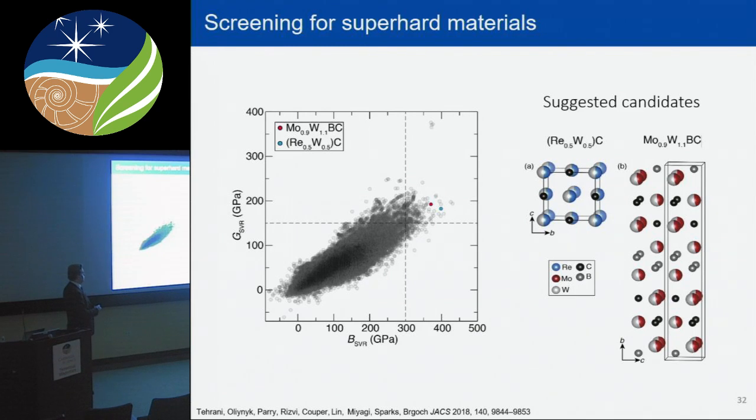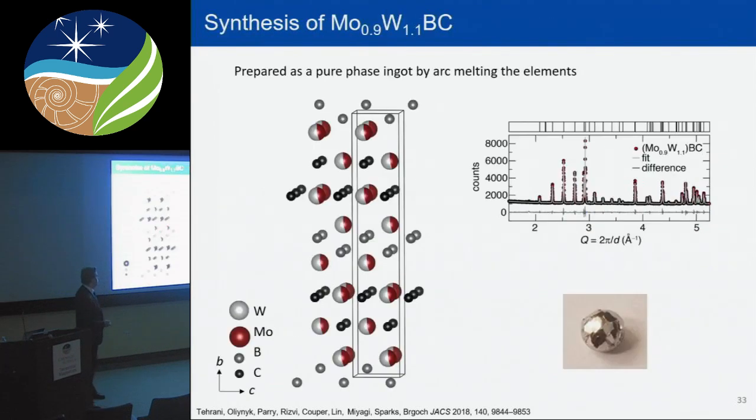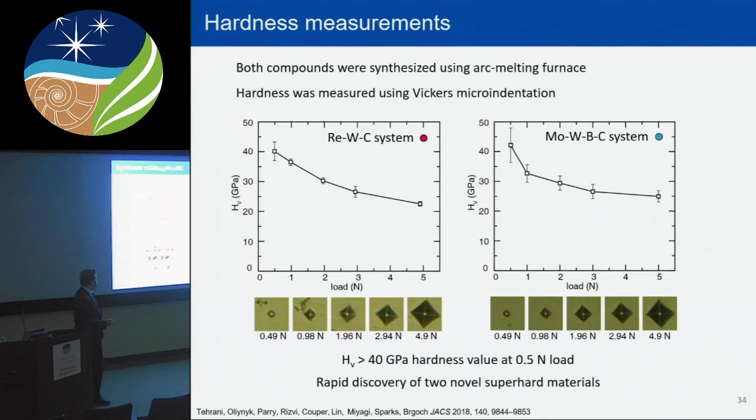In fact, these are our candidates. The main problem you see right away is that they have atomic mixing, which makes them difficult to compute with DFT to predict their bulk and shear modulus. But with machine learning, it's not an issue, so we can deal with it. Definitely, experimentally, we have made the compound. Here's the structure. It's pure. It forms right away. We don't need to anneal it or anything like that.